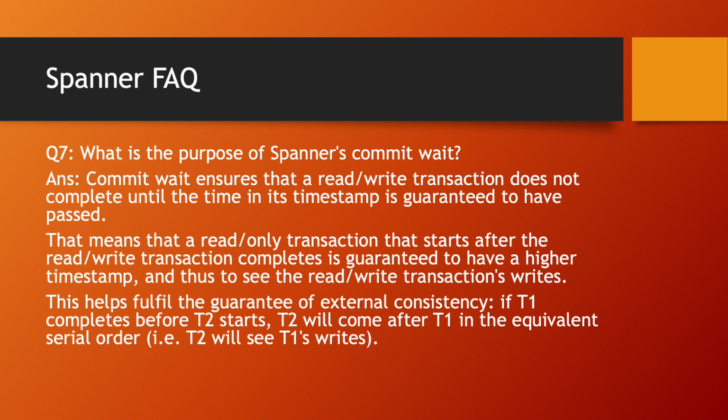What is the purpose of Spanner's commit wait? Commit wait ensures that a read-write transaction does not complete until the time in its timestamp is guaranteed to have passed. That means a read-only transaction that starts after the read-write transaction completes is guaranteed to have a higher timestamp and thus to see the read-write transaction's writes. This helps fulfill the guarantee of external consistency. If T1 completes before T2 starts, T2 will come after T1 in the equivalent serial order, that is, T2 will see T1's writes.